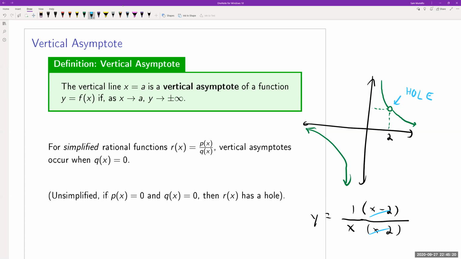A hole arises when nothing unusual is happening in a graph outside of a specific point, but at that point, the graph is undefined. If I were to cover up this hole, you would never know that it was there. This graph looks like it's acting perfectly ordinarily. But if I remove the cover, we see that there's a point missing. This is the idea of a hole.